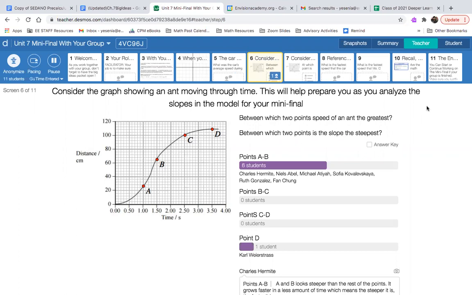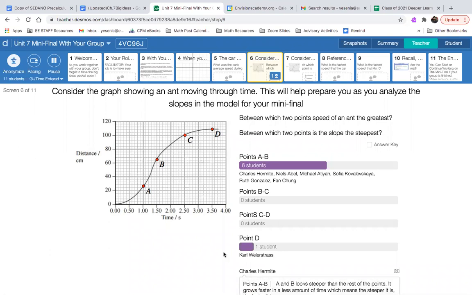So if you read right here, it first says that there's a graph of an ant that's moving, its distance and time, very similar to what we have for the teachers and their drive. It says, but between which of the 2 points is the speed of the ant the greatest, and between which 2 points is the slope the steepest? These two are basically asking the same question. So the ant traveling the greatest speed is the same thing as the slope being the steepest.